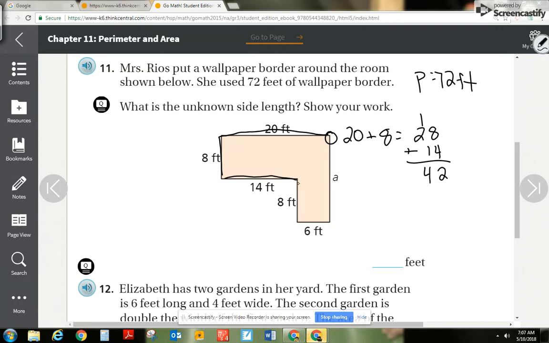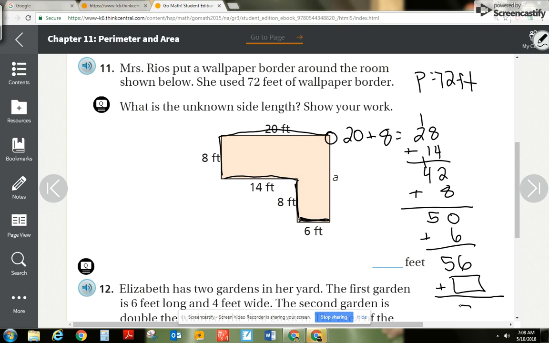So 42. Got to do 8 more plus 8. 42 plus 8 is 50. Now I got to do plus 6. I'm sorry, not 16. Plus 6 equals 56. So now I'm here. So I got to do 56 plus this side, whatever that side is going to equal 72. So 56 plus what equals 72? You could count up and go 57, 58, 59, 60, all the way up to 72.